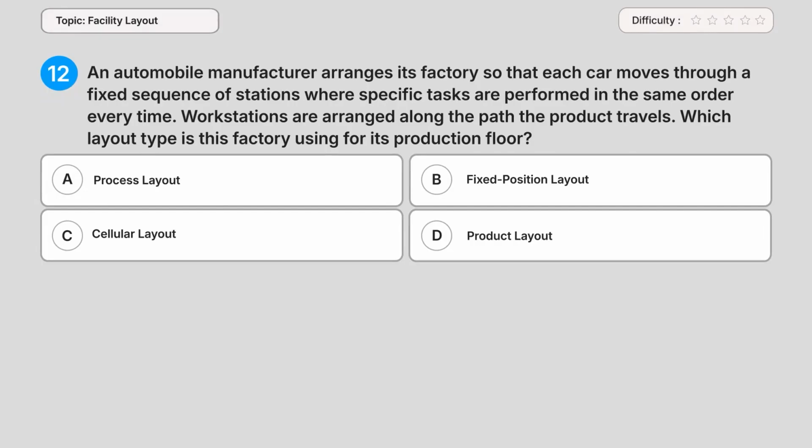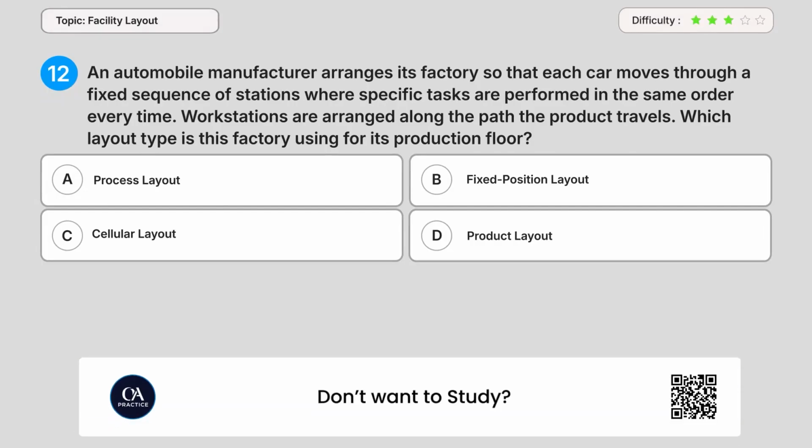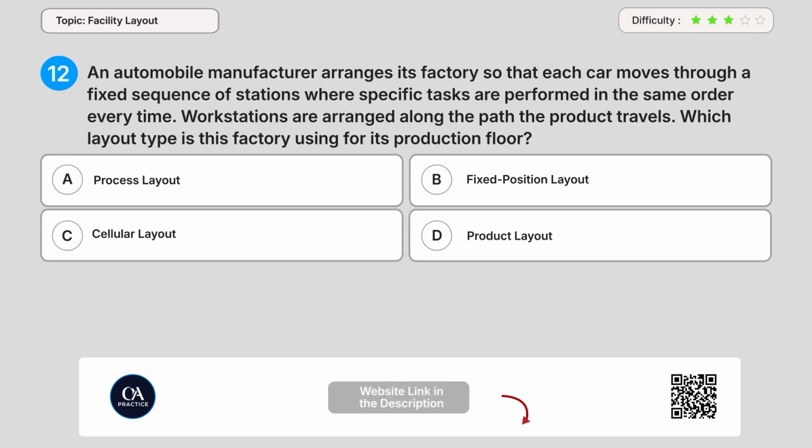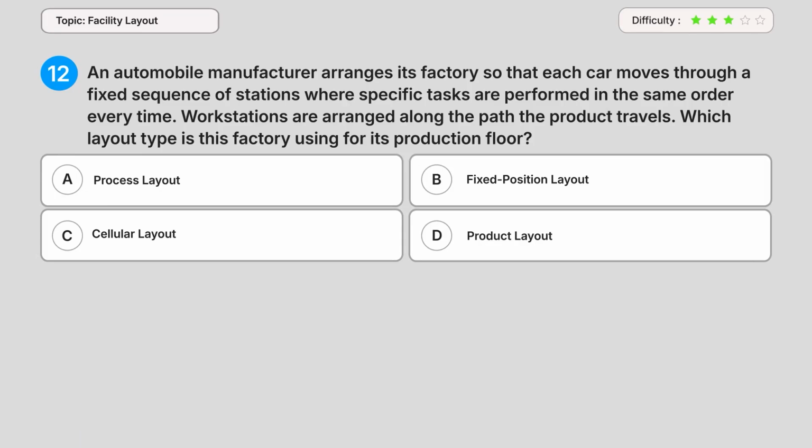12. An automobile manufacturer arranges its factory so that each car moves through a fixed sequence of stations where specific tasks are performed in the same order every time. Workstations are arranged along the path the product travels. Which layout type is this factory using for its production floor? A. Process layout. B. Fixed position layout. C. Cellular layout. D. Product layout.